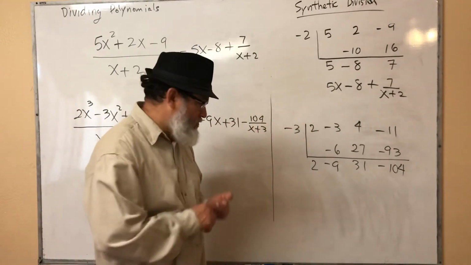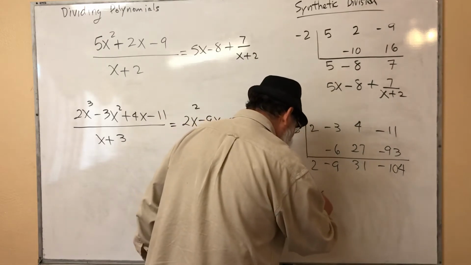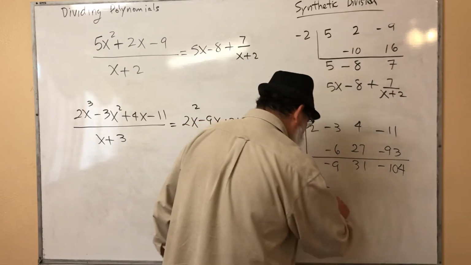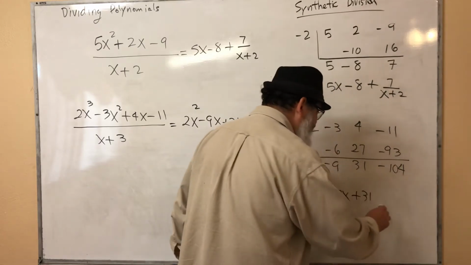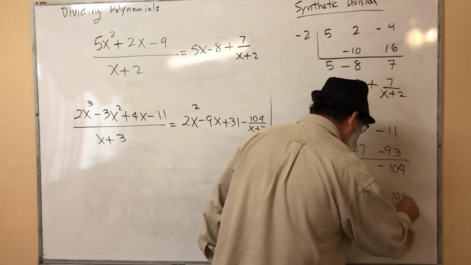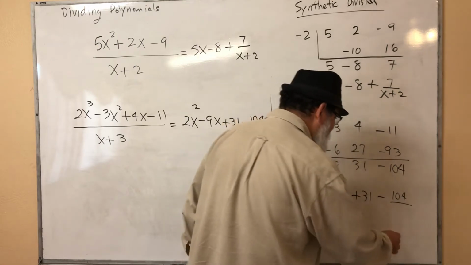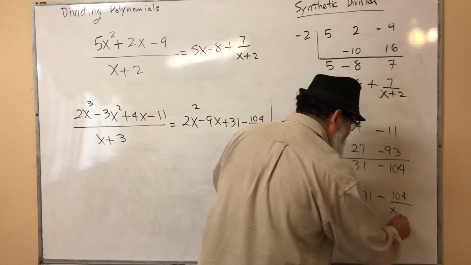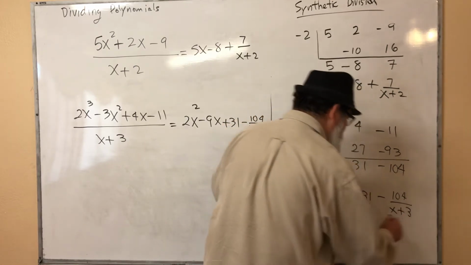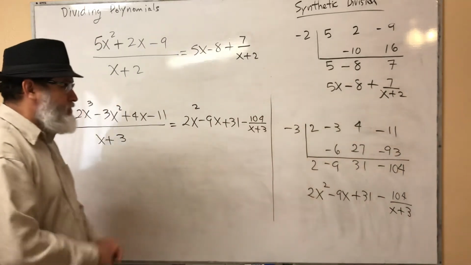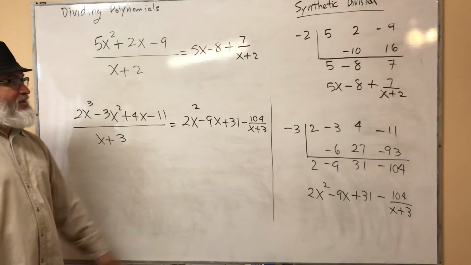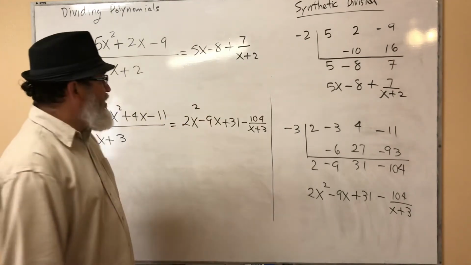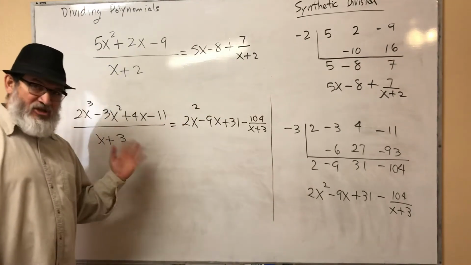So the answer is 2x squared minus 9x plus 31 minus 104 divided by x plus 3. Same as this, okay? That's long division, and we did it earlier with synthetic division, okay?